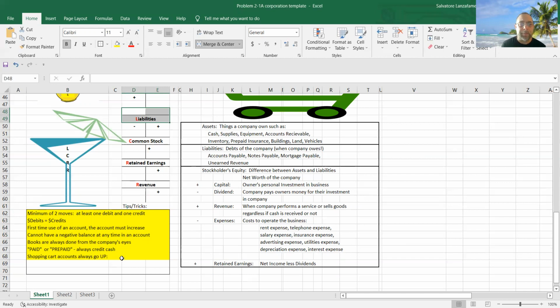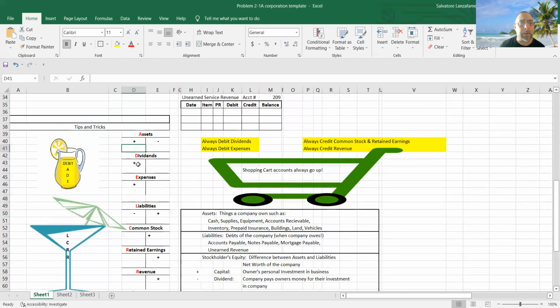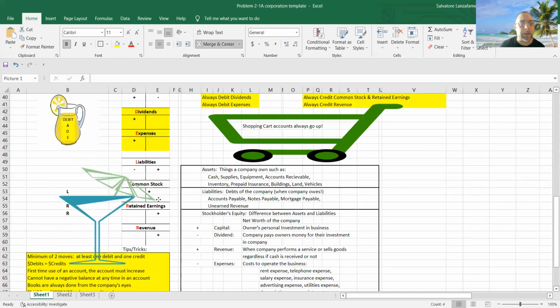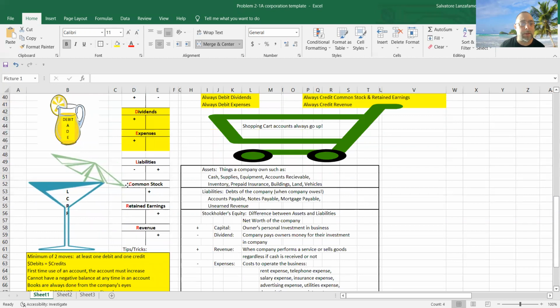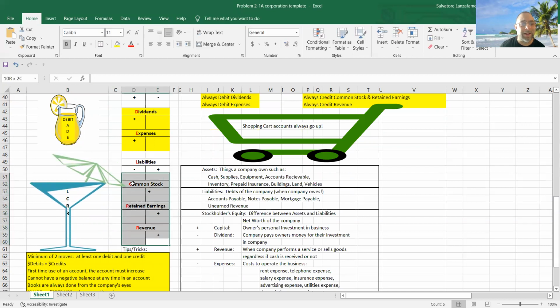And as I said earlier, if you run across any of the shopping cart accounts, which are basically your capital, your dividends, your revenue, your expenses, retained earnings, every time you use them, they will go up. Okay. So here are all of the accounts, but in particular, here are the shopping cart accounts. I want to put them in yellow. Whoops, I didn't mean to do that. I didn't realize my little symbol was so flexible. There we go. Okay, so those yellow ones are the shopping cart accounts.